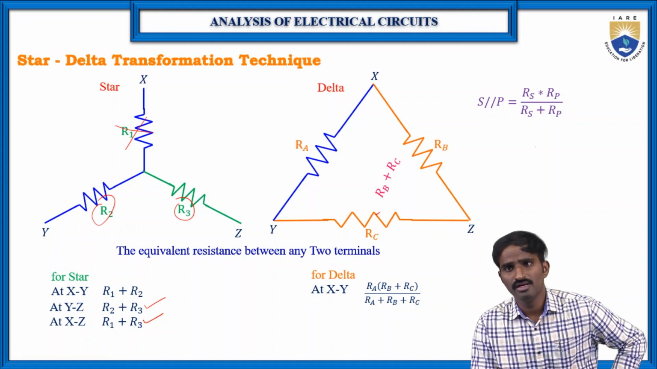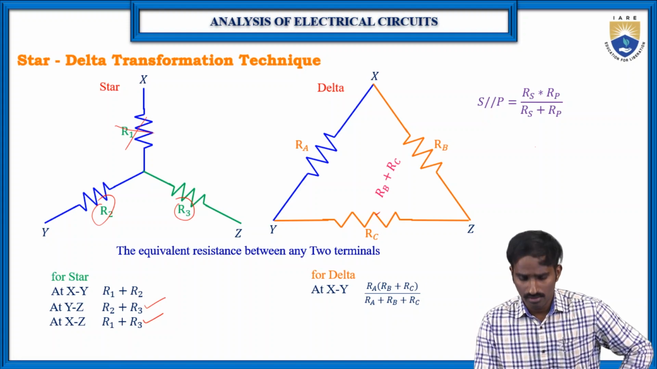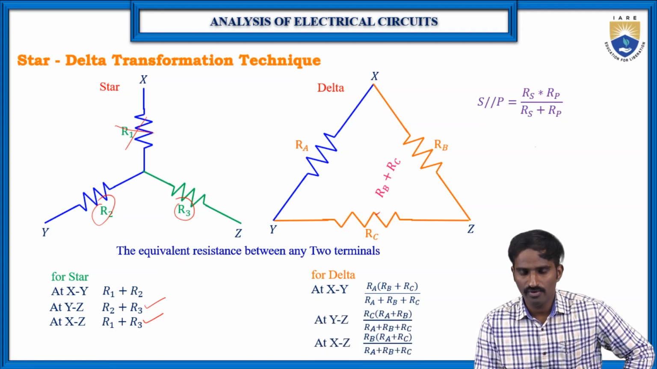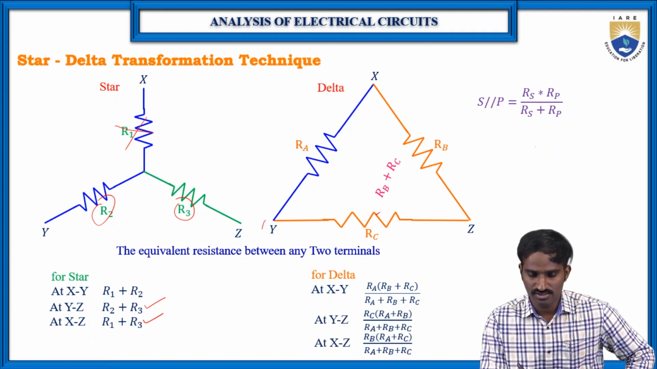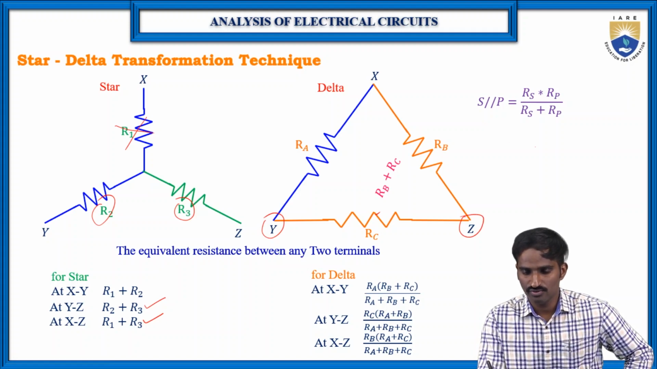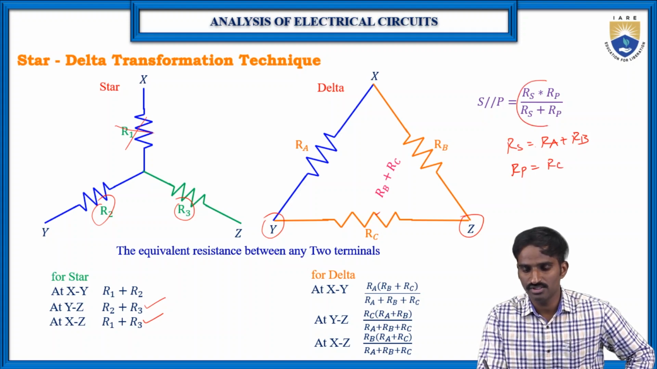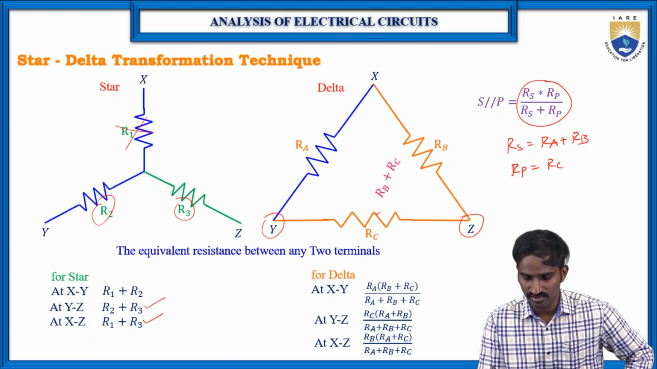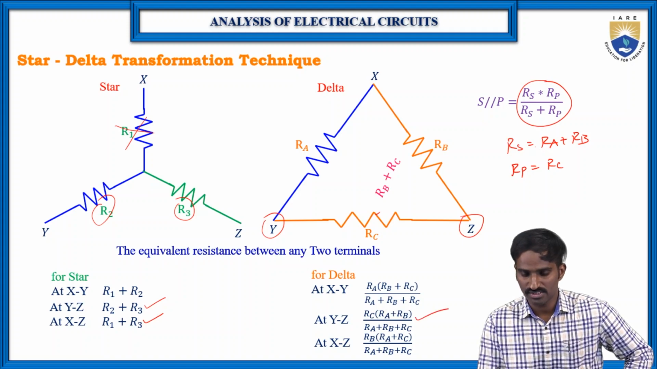In a similar way, in the delta connection also, when you consider the Y and Z terminals, here RS is equal to RA plus RB, and RP is equal to RC. If you substitute these RS and RP values in this equation, then between Y and Z you will get RC into RA plus RB by RA plus RB plus RC.